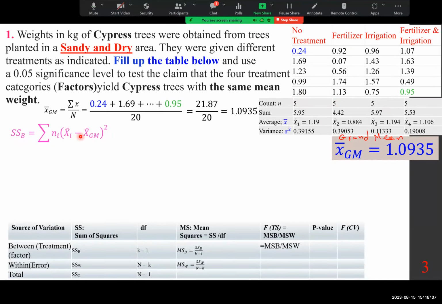What is this? Look at this group. What is the average? 1.19. So 1.19 minus this grand mean. So this minus this, square it times 5. Then this one, 0.884 minus this, square it times 5. Again, it so happened that they're all 5, but they may not be the same numbers, okay? For the next one, 1.194 minus this one, square it times 5. For the last one, 1.106 minus this one, square it times 5. See? And that's the sum of squares between treatments. You do the math.